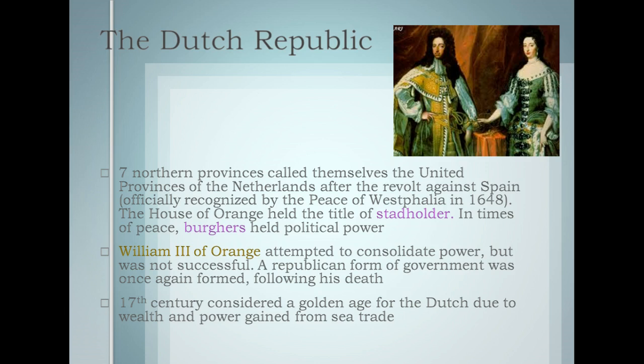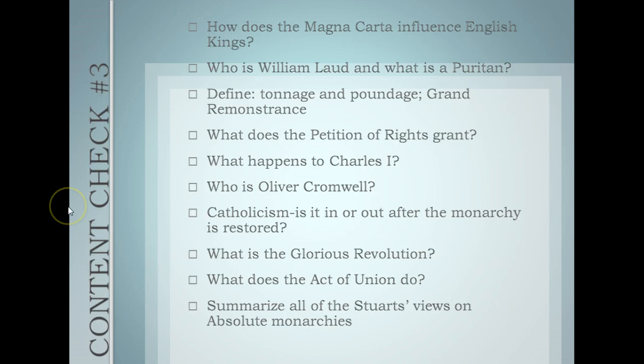So let's see here. I think we're almost done with content check number 3. Alrighty, so here's your content check number 3. Again, remember, a lot of these are just your basic answers, and then down there for summarize the Stuarts' views on absolute monarchies, all of these should be hopefully leading you up to this idea that they tried divine right monarchy system, and that just did not work at all.